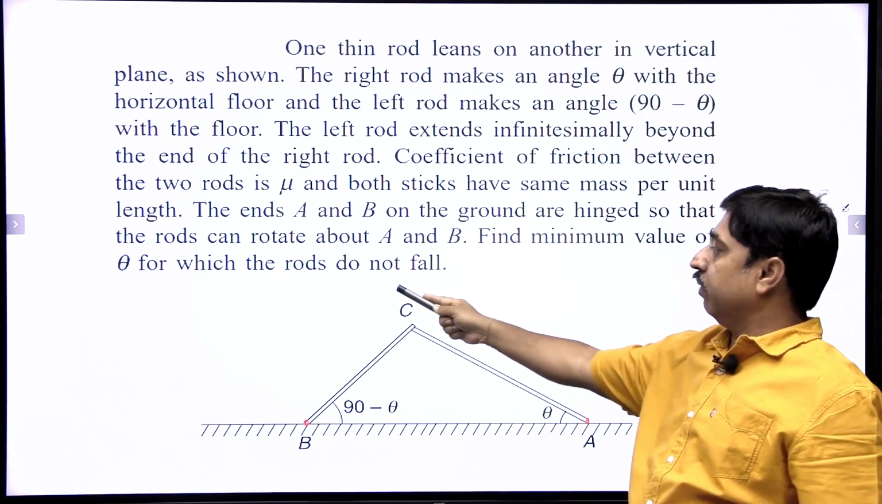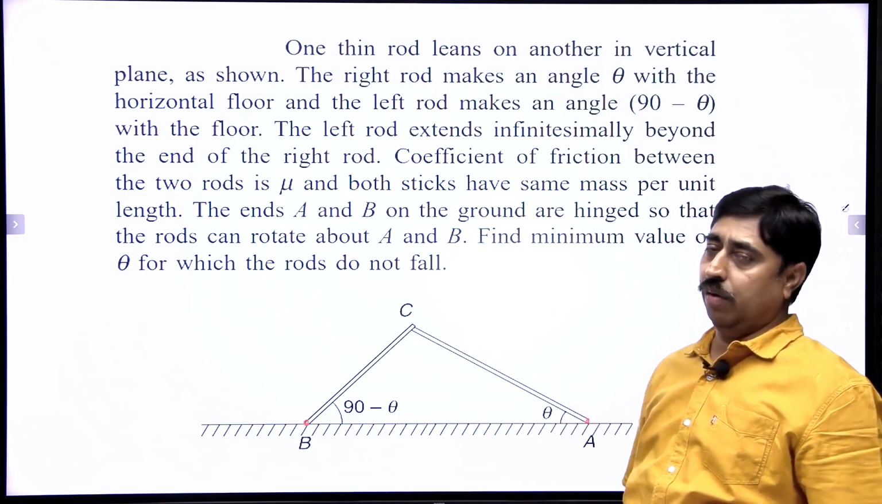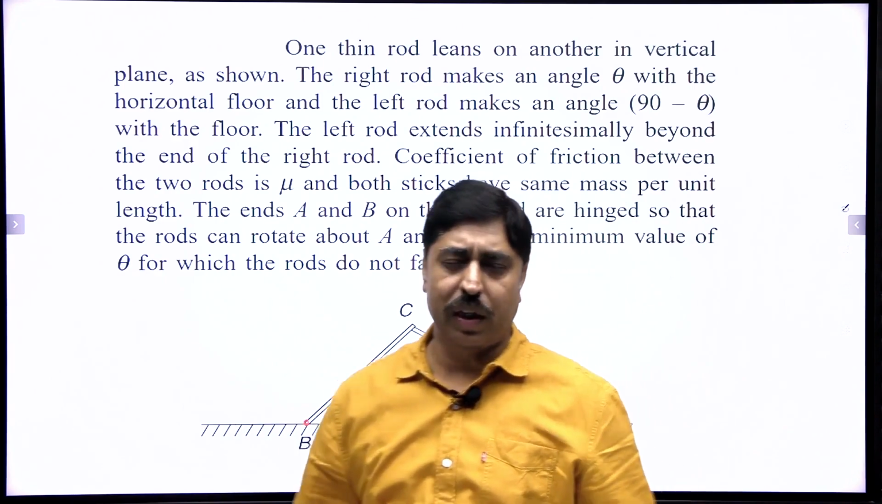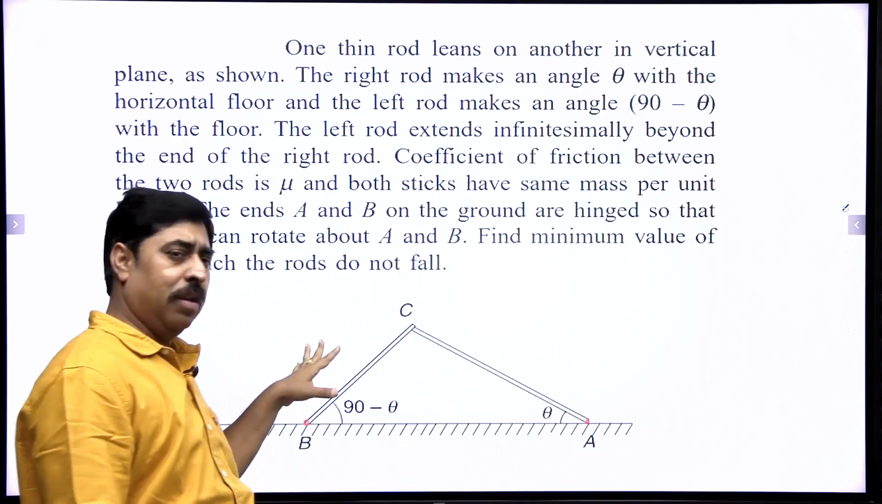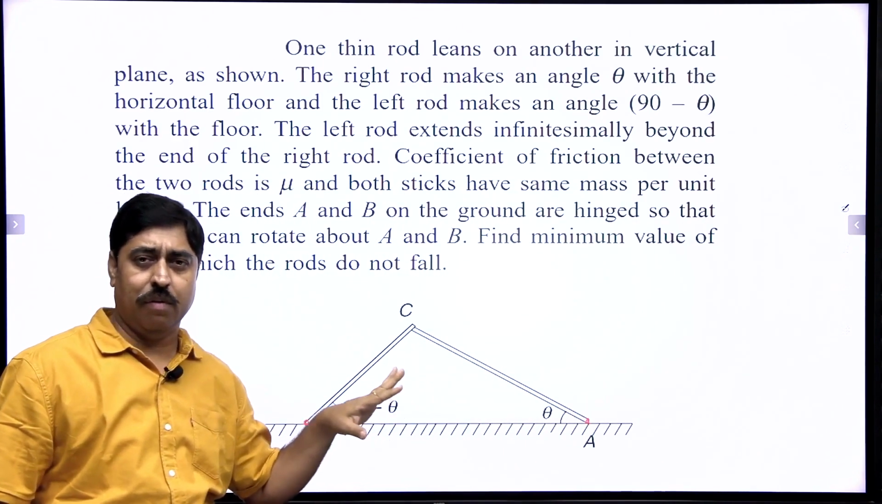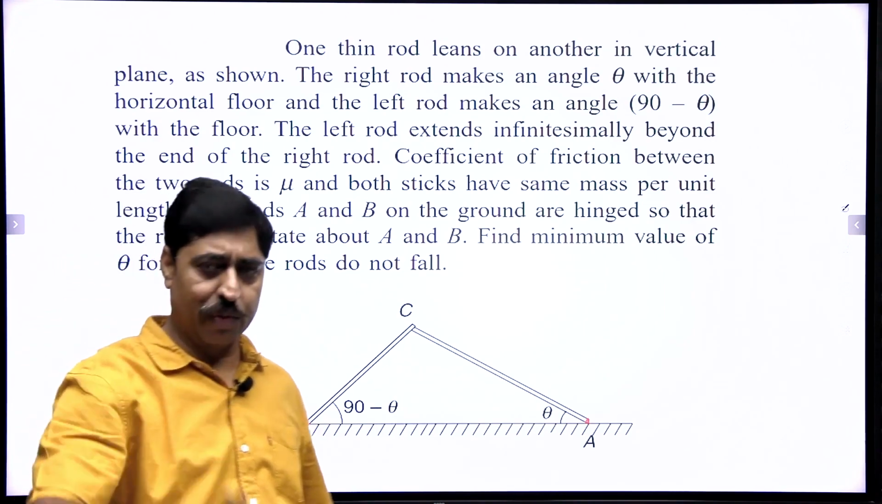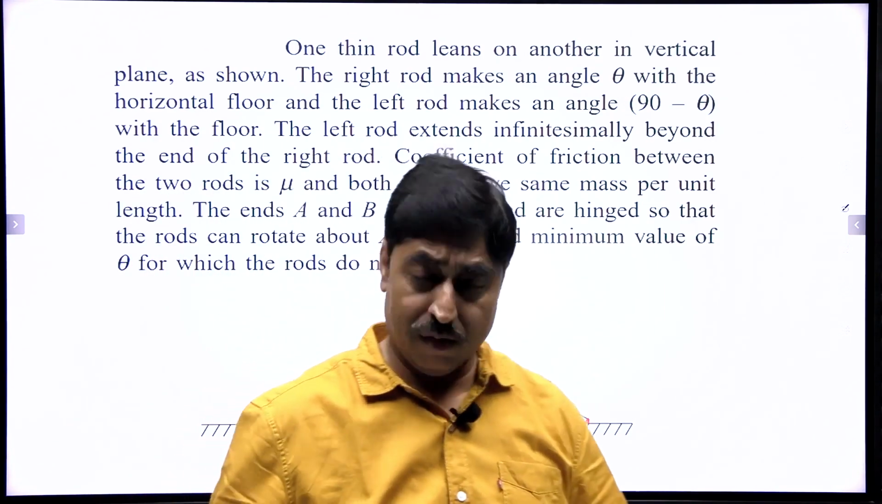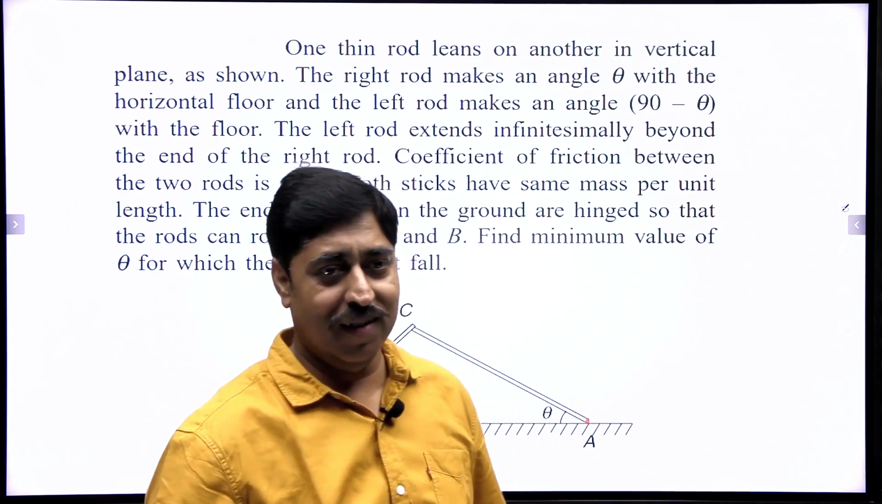Find the minimum value of theta for which the rods do not fall. Find the minimum value of theta for which the pair of rods will remain in equilibrium. This is the question. If you want to give it a try, surely do it.